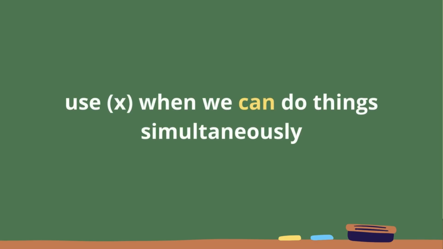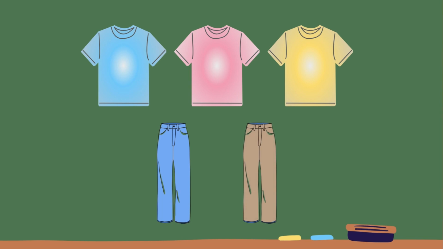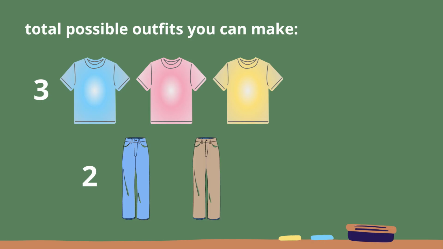Multiplication is used when the options can be done simultaneously, like pairing your shirt and jeans, for example. Imagine you have 3 different shirts and 2 pairs of jeans to choose from. In this scenario, you can wear one shirt and one pair of jeans simultaneously. Thus, the total number of possible outfit combinations would be 3 options for shirts multiplied by 2 options for jeans, which is 6.